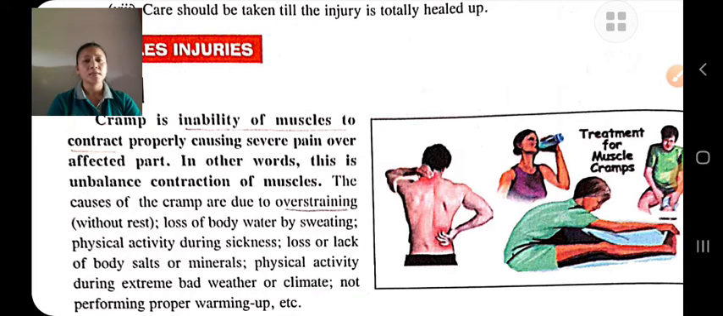Cramp means the inability of muscles to contract properly. It is due to overstretching. It is caused by overtraining, loss of water, loss of salt and minerals from the body, doing physical activity without warming up, etc.